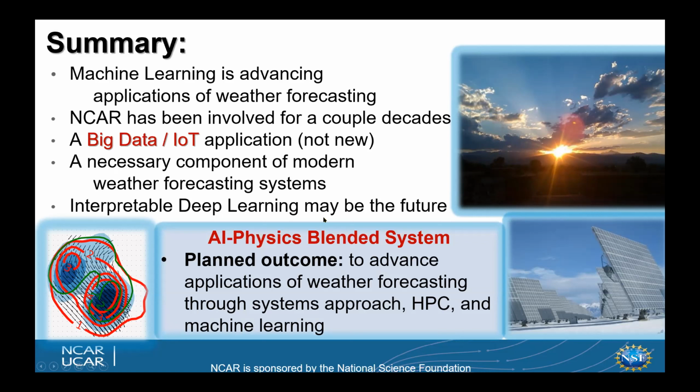To do a best practice system, we need to blend AI with the physics so that we can advance applications of weather forecasting by using a systems approach, using high performance computing, and using machine learning in addition to the physics. So thank you. I'll go to Q&A now.